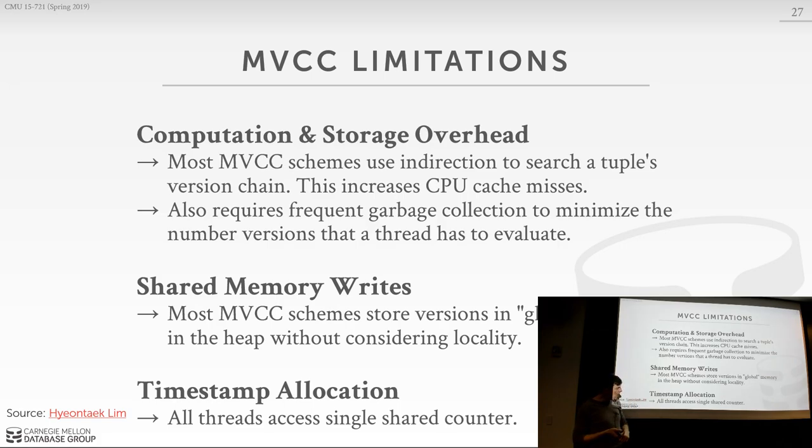And then for all of these as well, they require a global shared counter to do timestamp allocation. If you have a lot of cores and you're doing atomic adds or compare-and-swaps very quickly, that can slow things down because it causes additional traffic on the underlying CPU architecture network or the bus to communicate between sockets.